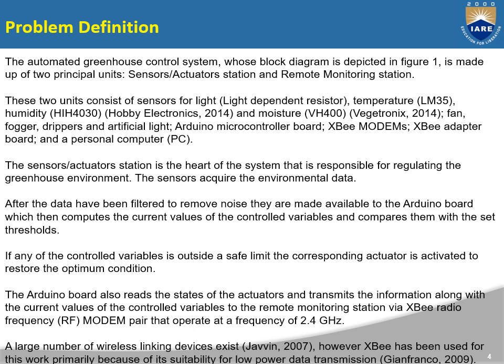condition. The Arduino board also reads the state of the actuators and transmits the information along with the current values of the control variables to the remote monitoring system via XBee radio frequency, a modem pair that operates at a frequency of 2.4 GHz. A large number of wireless linking devices exist. However, XBee has been used for this work primarily because of its suitability for low power data transmission.